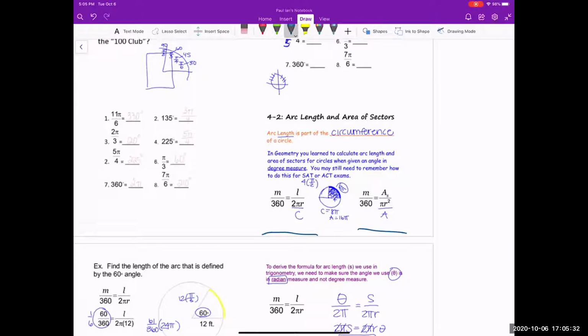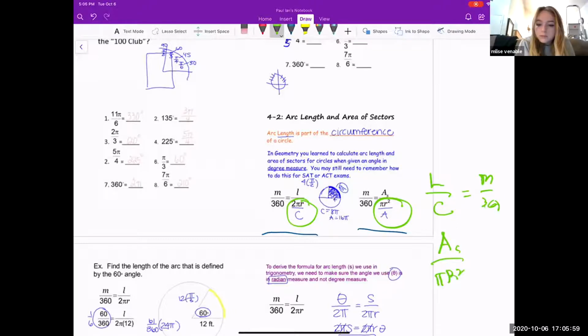If you take a look at the arc length right here, you have this as the circumference, right? And then this guy is just pi r squared. That's the area, right? So it's just length over circumference, and that's just m over 360, and then the other guy is just area over the actual area of a circle, which is pi r squared.